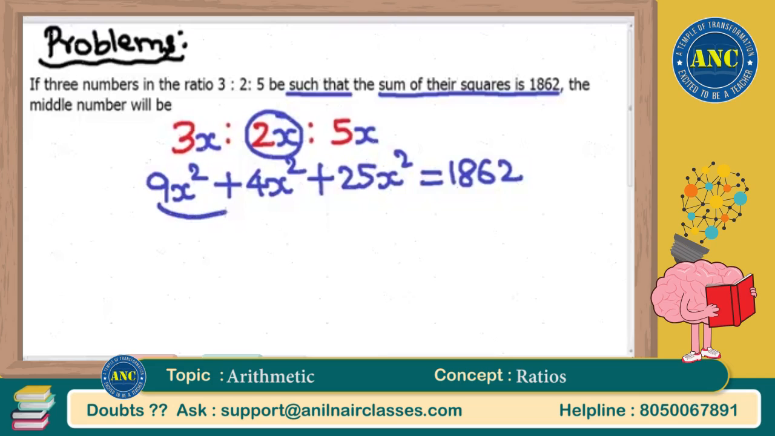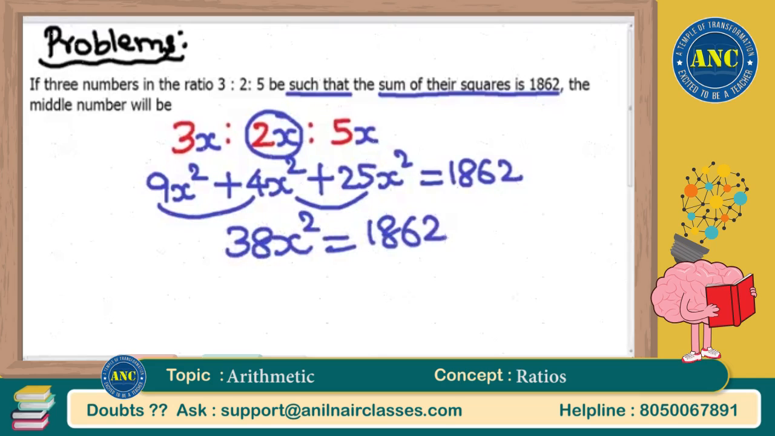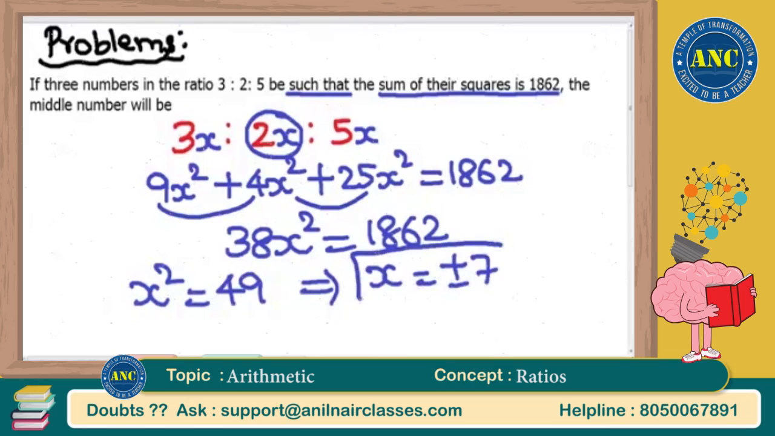If I simplify, 9 plus 4 is 13, 13 plus 25 is 38. 38x square is 1862. X square will be 1862 by 38. It is 49. X will be plus or minus 7, right?